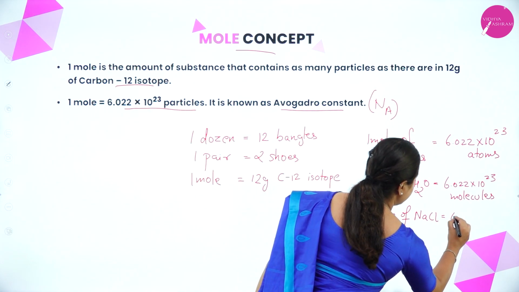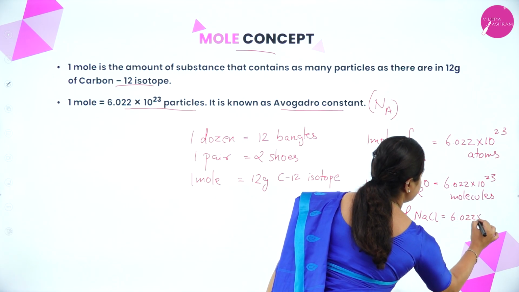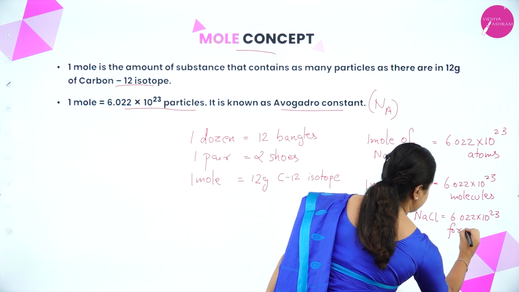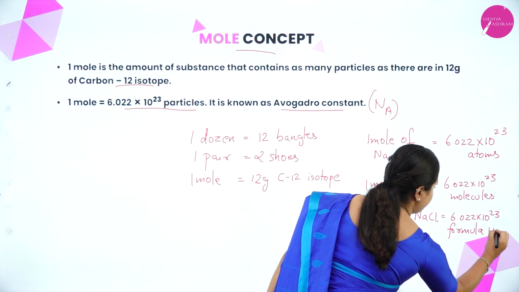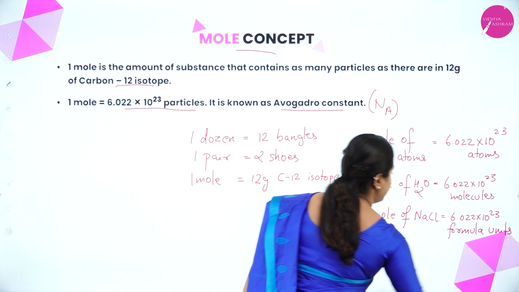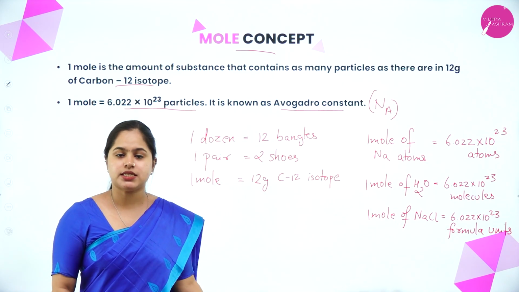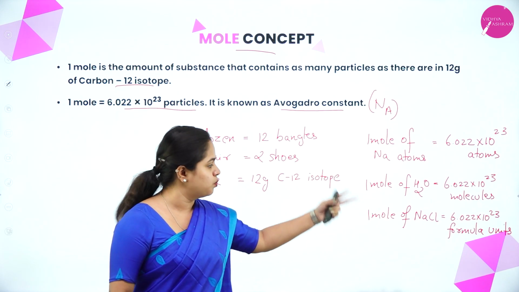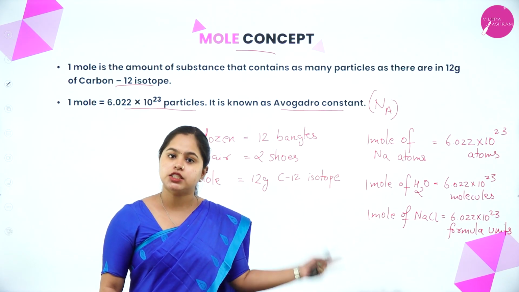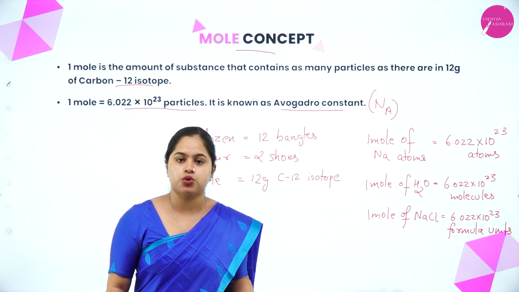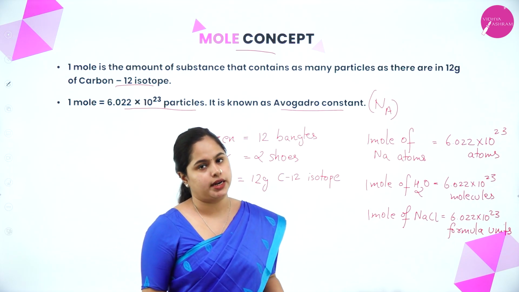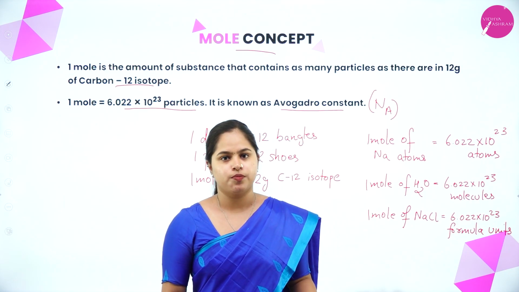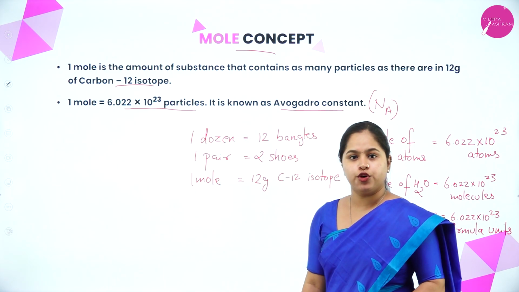It will be again 6.022 into 10 to the power 23 formula units. Yes, I hope you remember the formula mass that we had studied in last class. So it means that 1 mole of any substance, we took it in the case of atoms, molecules or ionic compounds, it will contain 6.022 into 10 to the power 23 particles. So, the particles can either be atoms, molecules or ions. I hope this part is clear for you.